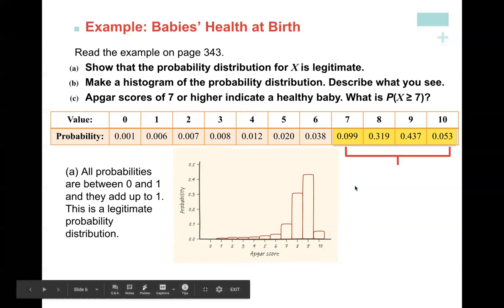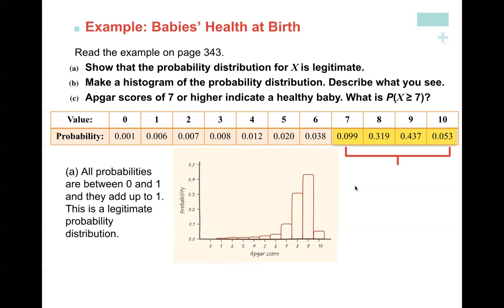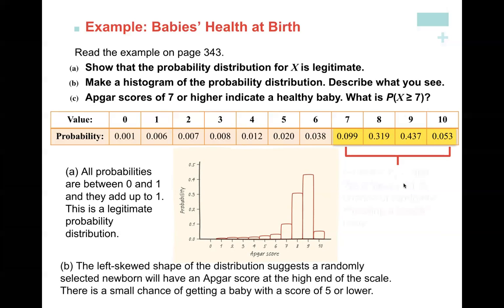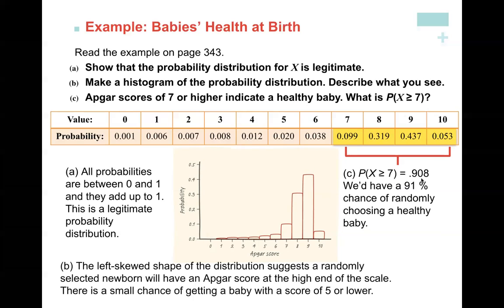Okay. So part B, APGAR scores of 7 or higher indicate a healthy baby. What is the probability that capital X, remember it has to be capital because random variables are capital, is greater than or equal to 7? Well, you just add 7, 8, 9, and 10. The probability of 7 plus probability of 8 plus probability of 9 plus probability of 10. You just add those 4 values, and then you get 0.908.